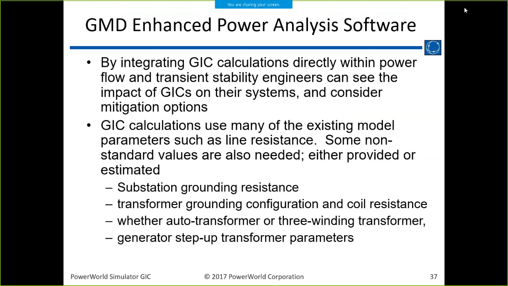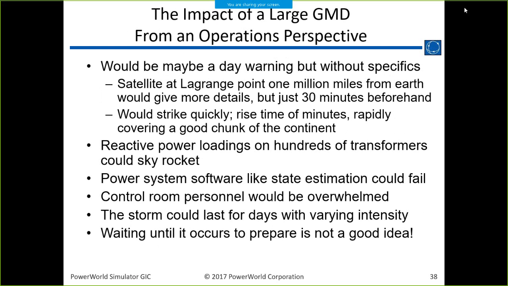So where we're at is enhanced power flow analysis software to handle GMDs, and that's where Scott's going to take over. What I want to get across to people is you don't want to wait for a GMD to occur before you prepare for it. I've been saying this for a while, and NERC is doing this now that it's required or will be required going forward, but it could be a rather difficult day from an operations point of view. The idea is you want to protect your system and plan for it.